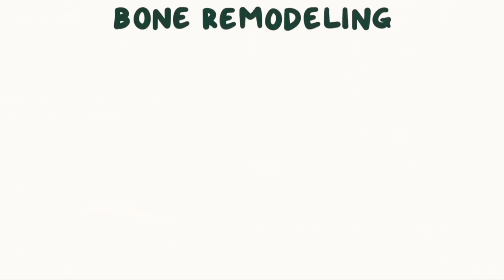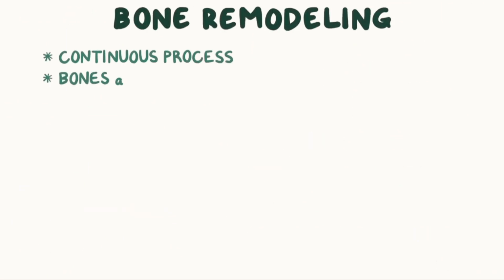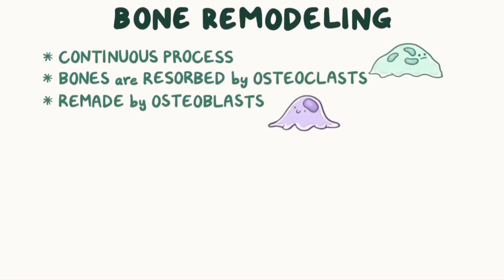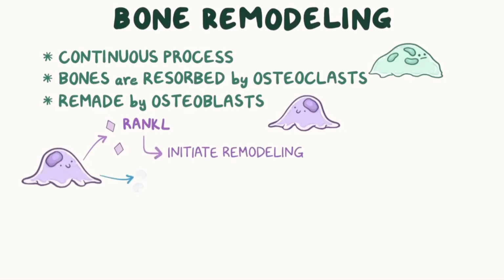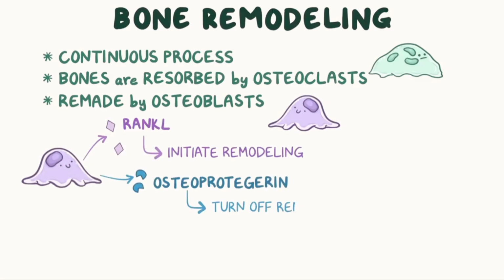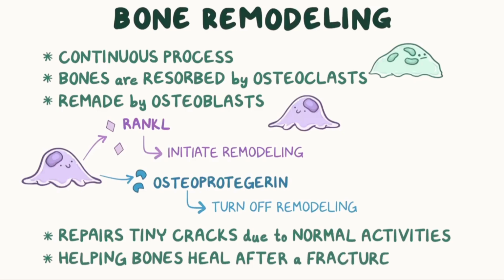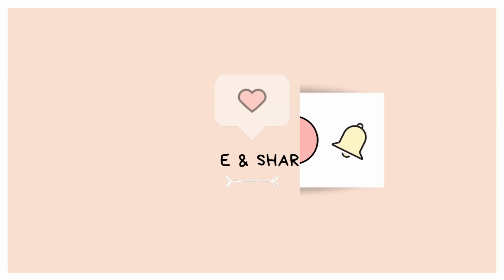Alright, as a quick recap, we've seen that bone remodeling is a continuous process by which bones are resorbed by osteoclasts and remade by osteoblasts. Osteoblasts release RANK-L to initiate remodeling, and osteoprotegerin to help turn it off. Bone remodeling is involved in repairing those tiny cracks in your bones due to normal activities, and in helping bones heal after a fracture.